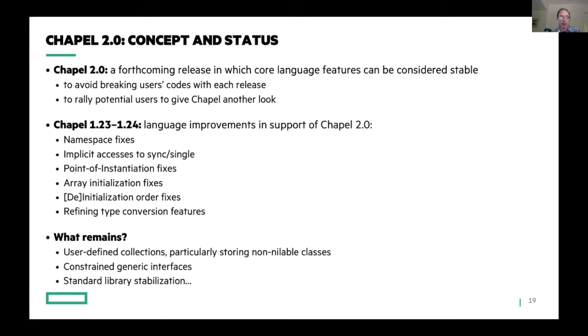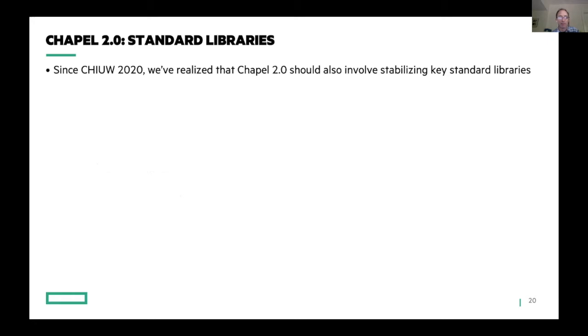So what remains for this 2.0 concept? I would say on the language side, we're really, really close. The big thing that stands out is improved user-defined collections. We're also scrambling to try to get constrained generic interfaces ready for 2.0, although if they're not, we're not going to hold up 2.0 over them. And then the third thing here is standard library stabilization, which is a little bit new since last year, so I've got its own slide for it.